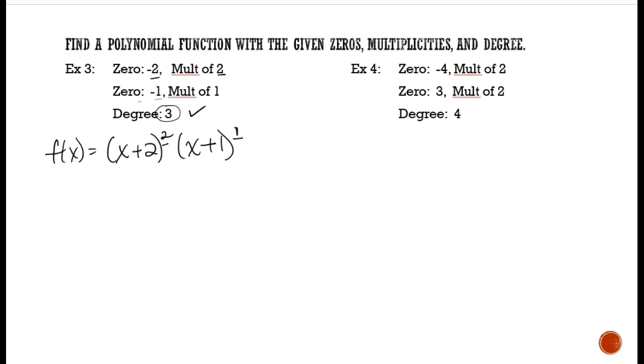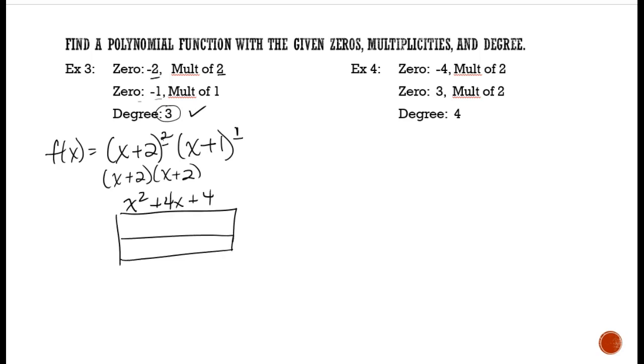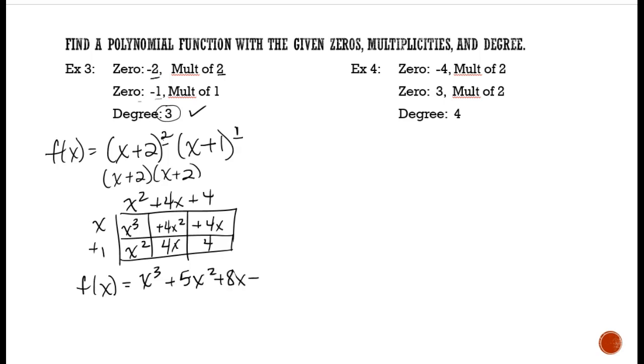Now, when I multiply these out, I'll have x plus 2 times x plus 2. That gives me x squared plus 4x plus 4. And then I got to multiply that by my x plus 1. So I have x cubed plus 4x squared plus 4x, and then x squared, 4x, and 4. So f of x equals x cubed plus 5x squared plus 8x plus 4.